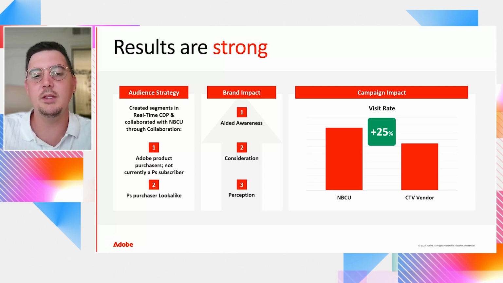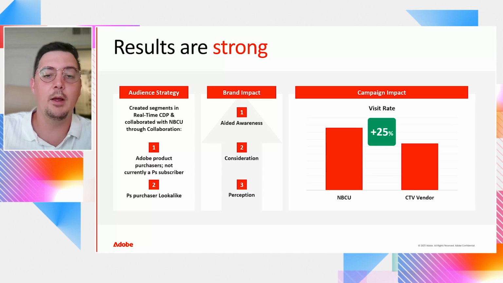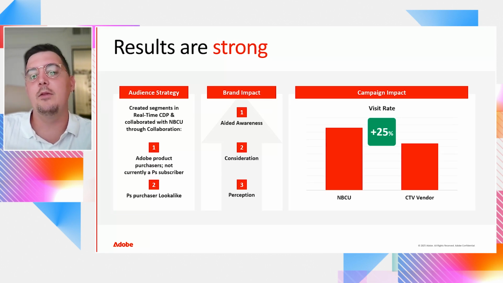And we were able to set this up and test it against other data from NBCU, which we've historically been buying, as well as a lot of other different CTV providers. And what we noticed was through enriching our campaign with this first party data, we saw increases in aided awareness, increases in consideration, and lastly, increases in perception of our product. So we drove all the different brand impact pillars that we would like to see with this campaign.